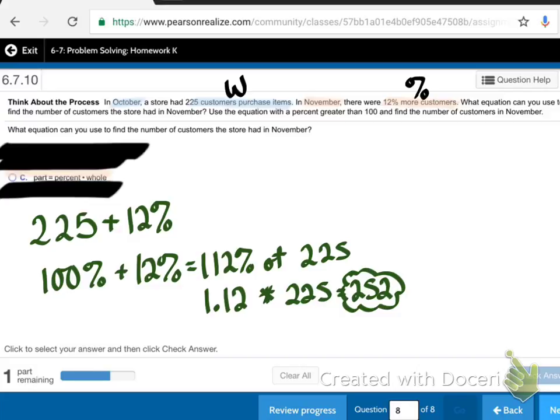That's it for 6-7. 6-7 is the last part of topic 6. So you now know everything you need to be successful on your topic 6 assessment. Let me know if you have any questions, and that concludes everything.